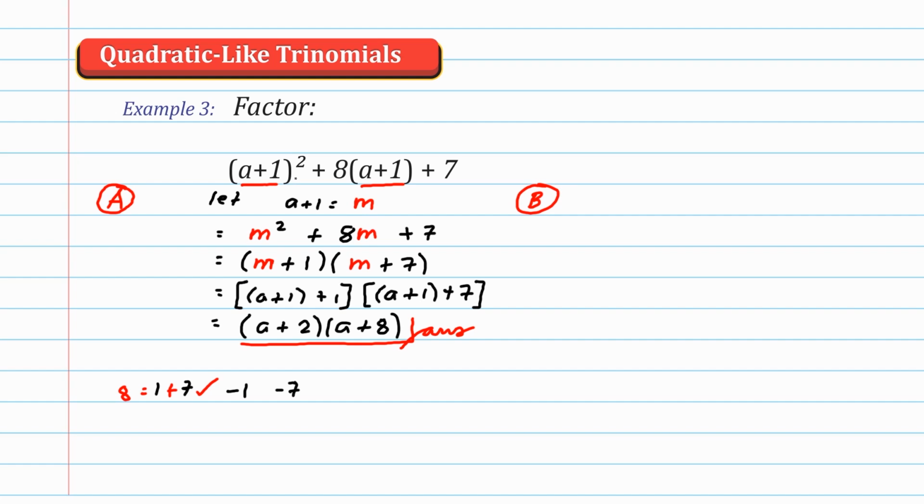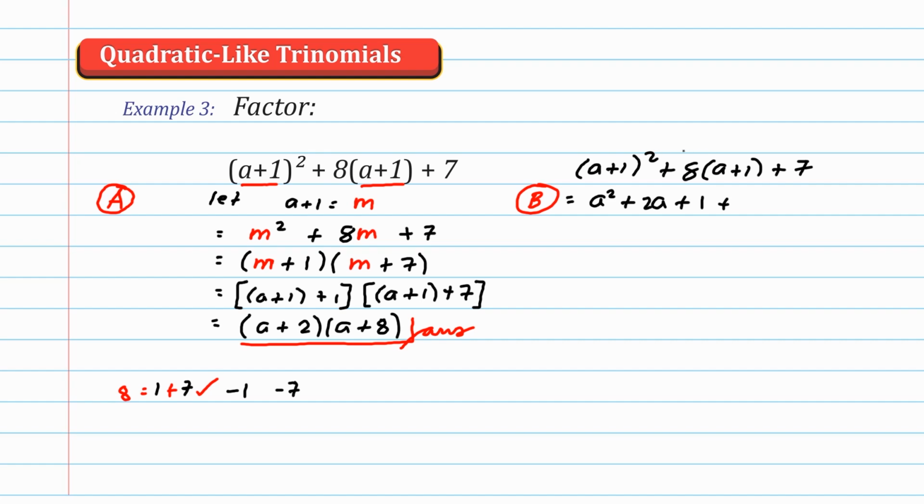Ito, check natin. What do you mean solve? Let's write a plus 1 quantity squared. Let me copy. And then plus 8 times a plus 1 plus 7. What you want to do is to expand a plus 1 quantity squared. Now, from our previous topics, a plus 1 quantity squared, it's just the square of a binomial. It's equal to what? A squared plus 1 times a is 1a. Double it, it's 2a. Plus 1 squared is 1. So this is the expanded form of that one.